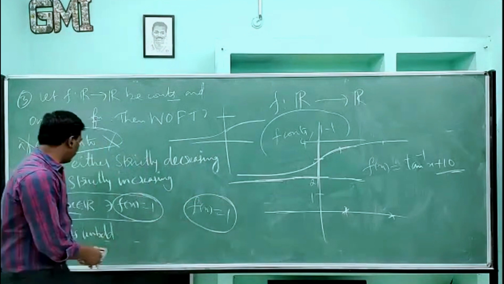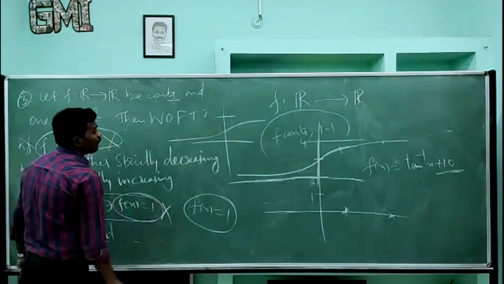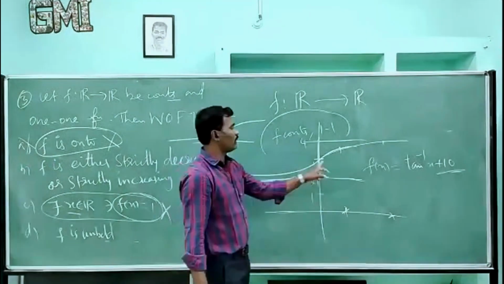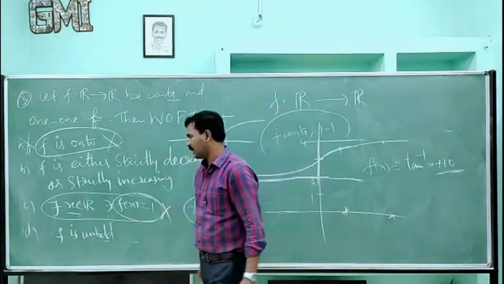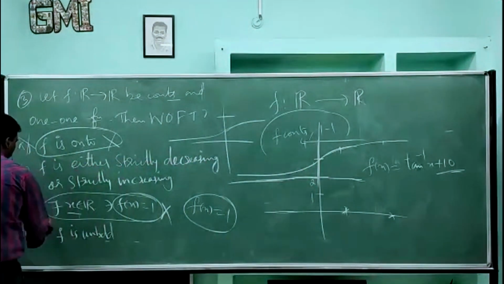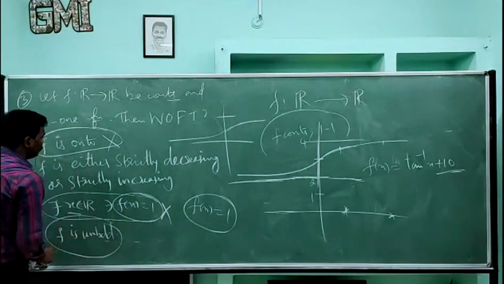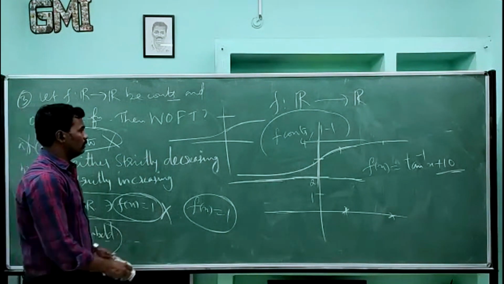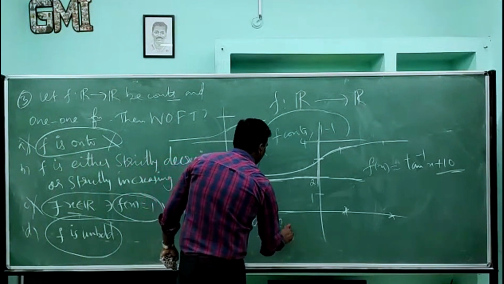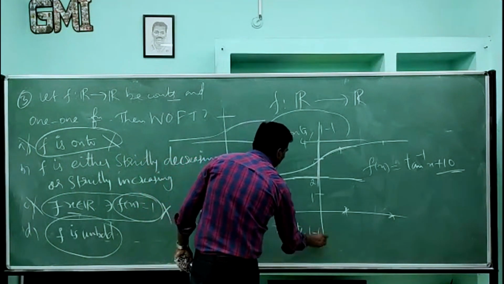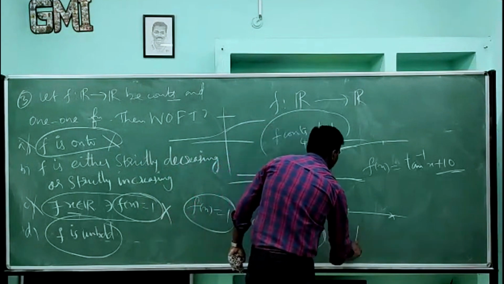So therefore, this option is not true for all 1-1 continuous functions. This is one of the 1-1 continuous functions that does not have the property C. So C is not always true. What about option D? What is option D saying? F is continuous and 1-1 always implies F is unbounded.